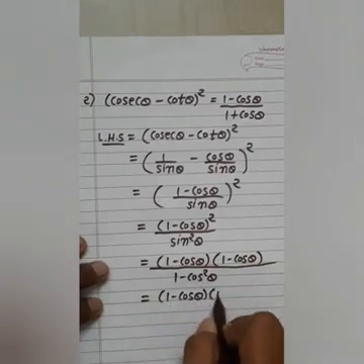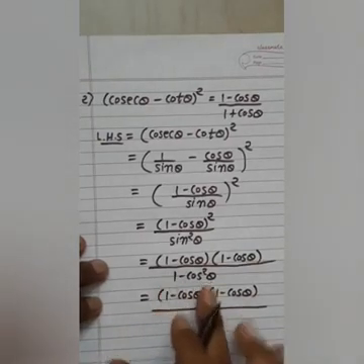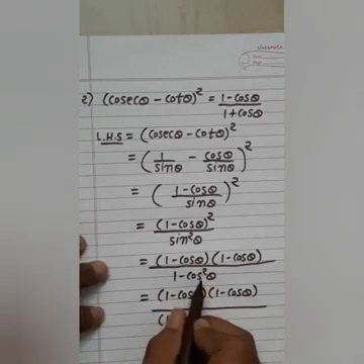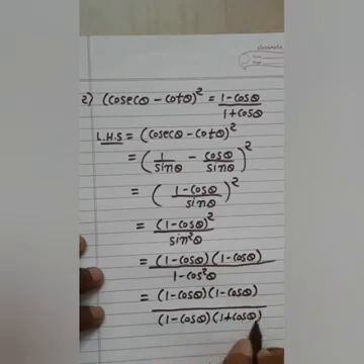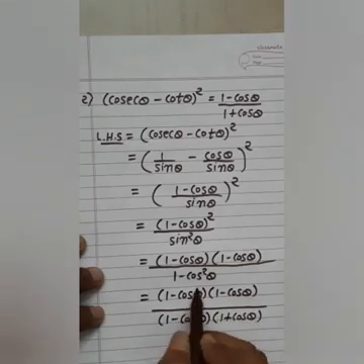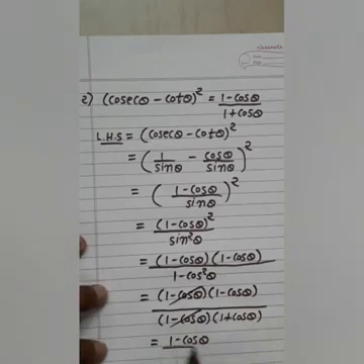So the numerator term we can write as it is, and in the denominator term 1 minus cos square theta, here apply the identity a square minus b square, that means a minus b, another bracket a plus b. So 1 minus cos square theta means 1 minus cos theta, another bracket 1 plus cos theta. Now the numerator and denominator have the same term, so cancel out one term. So the remaining term is 1 minus cos theta upon 1 plus cos theta, which is equal to the RHS side.